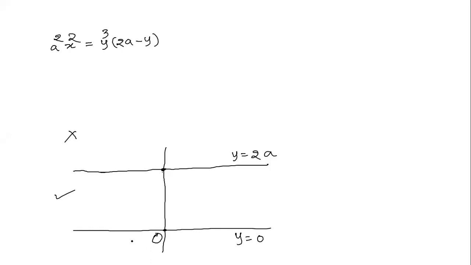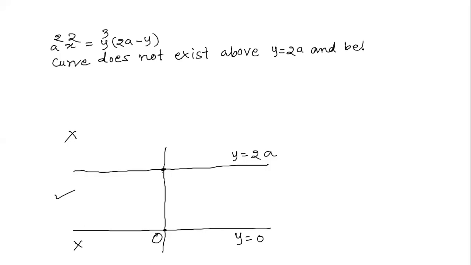Does the curve exist below y equal to 0? Let us just put y equal to minus a. So minus a to the power 3 will be negative into 2a minus a positive. Negative into positive is negative, so x square is negative. So the curve does not exist below y equal to 0. And we can say that the curve does not exist above y equal to 2a and below y equal to 0. So I have to concentrate on this part only.